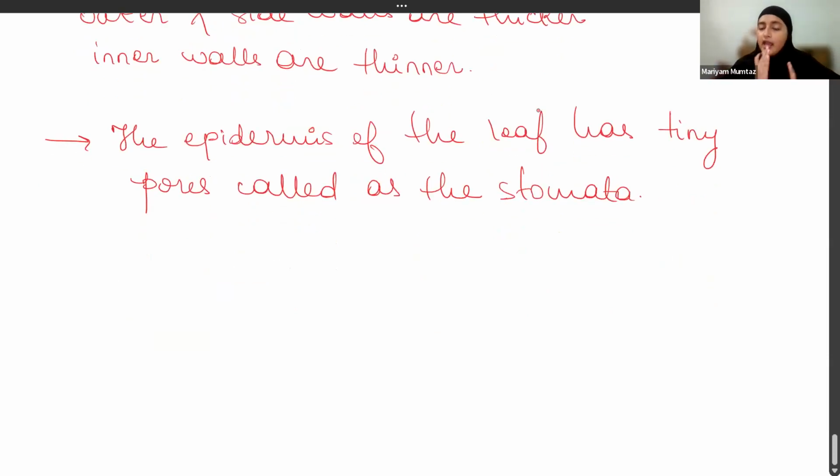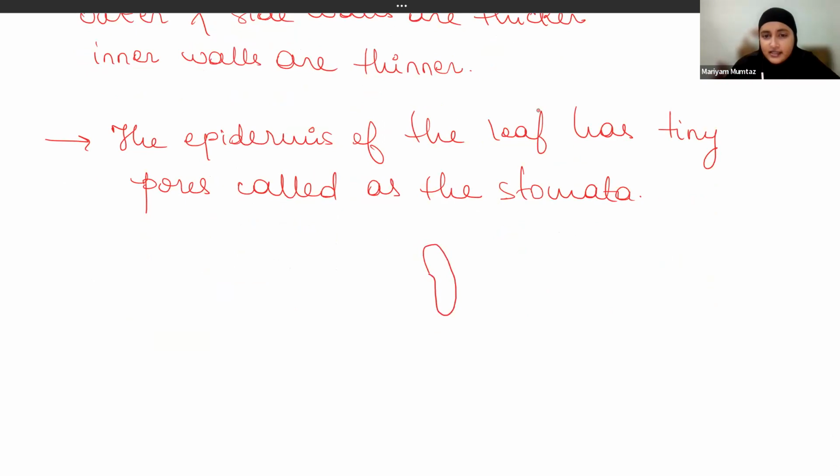Now see, now we are talking about the stomata. Every single stomata is surrounded by two kidney-shaped cells, and these are known as guard cells. For example, guard cells. One cell is like this, and then another cell is like this. Okay. And then beside them, they have the epidermal cells.